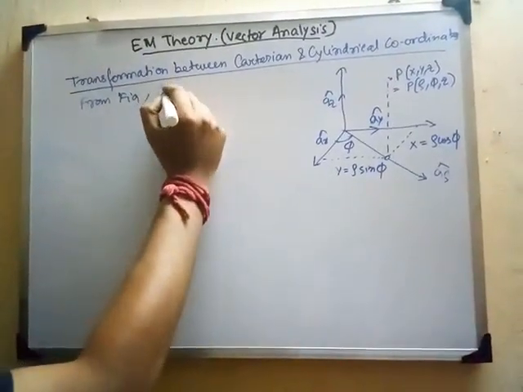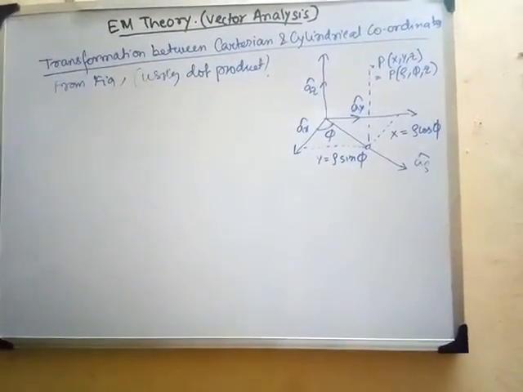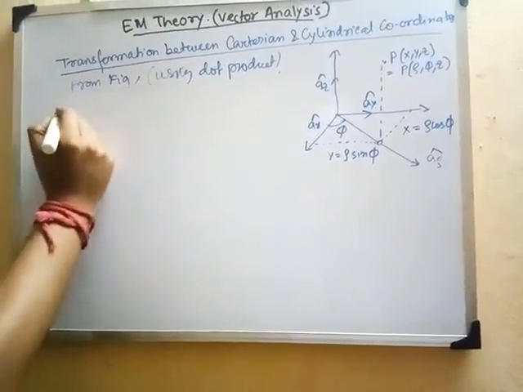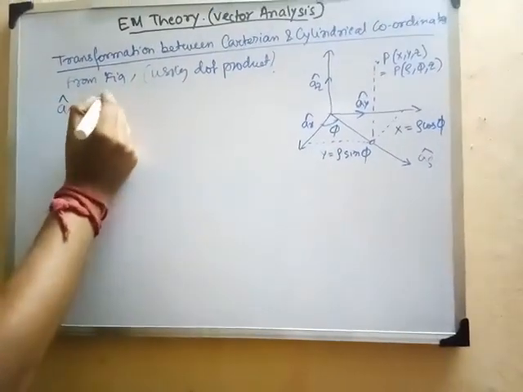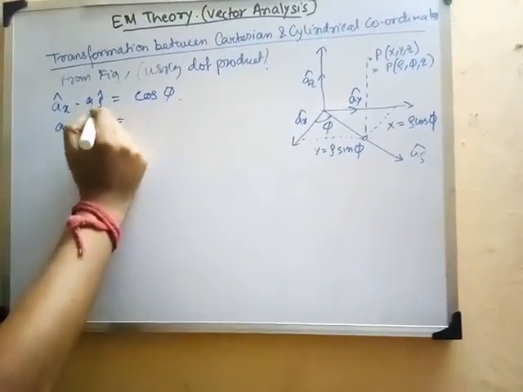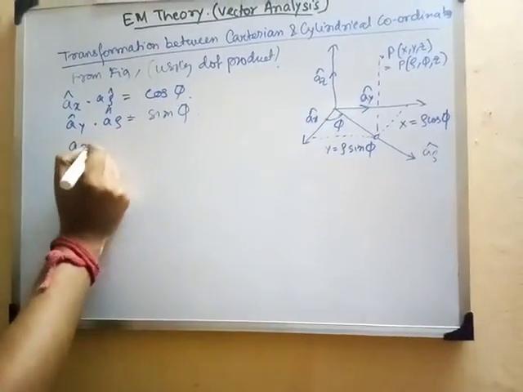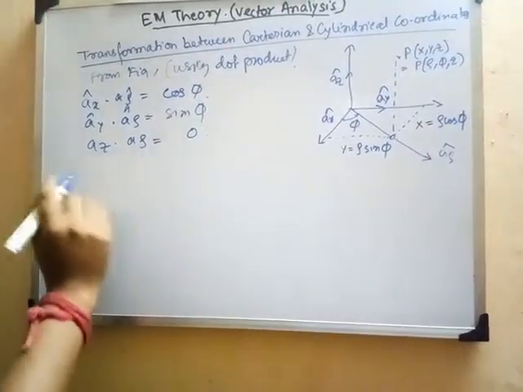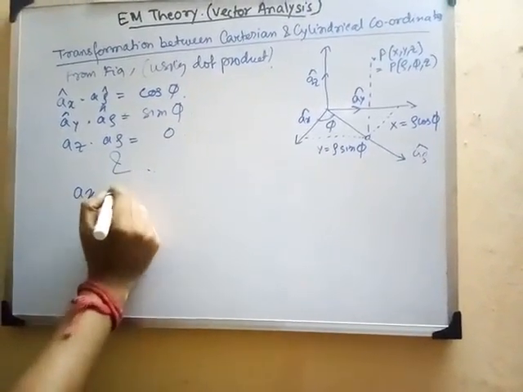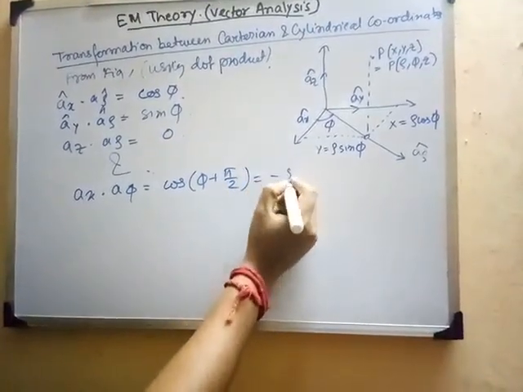After defining x, y, z and rho, phi, z in the different coordinate systems, we will now use the dot product. From the properties we can write a_x dot a_rho equals cos phi, a_y dot a_rho equals sin phi, and a_z dot a_rho equals 0. I'm not writing the caps, but if it's a small letter you will always use caps. And also a_x dot a_phi equals cos of phi plus pi by 2, which equals minus sin phi.